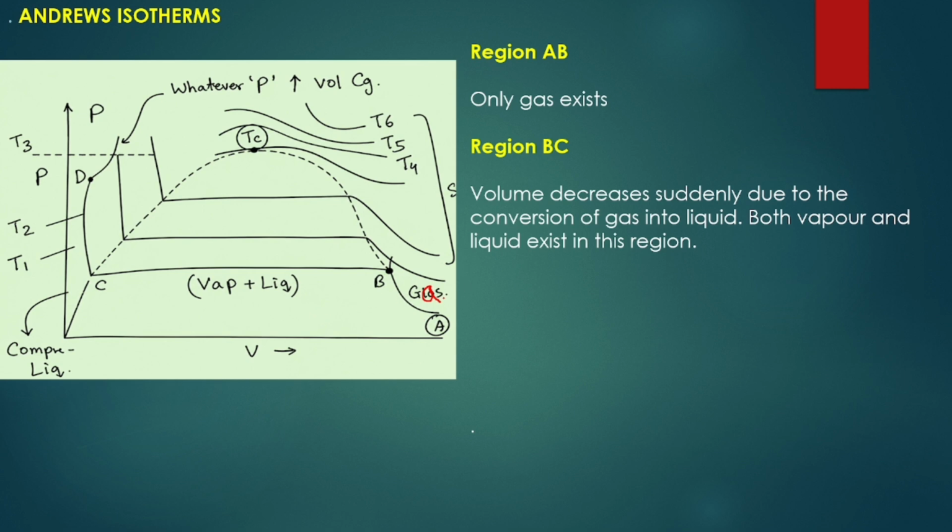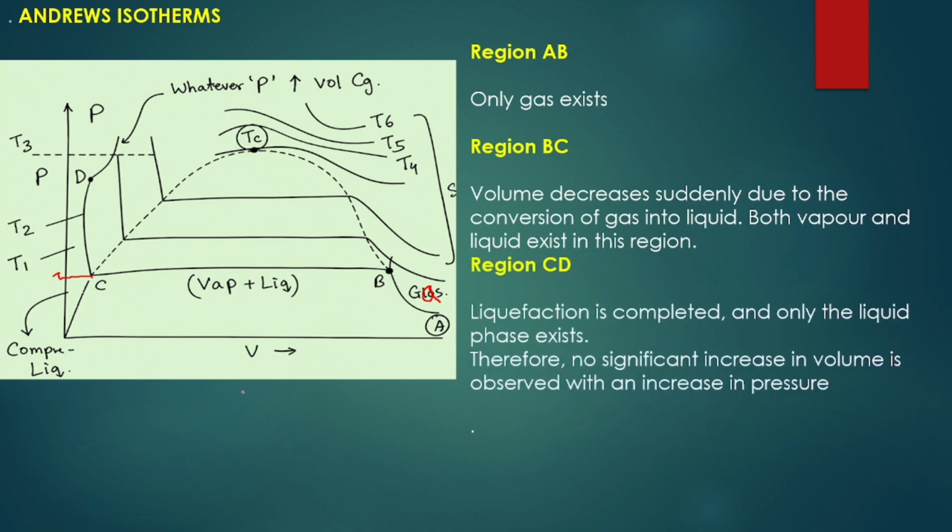Volume decreases suddenly. From B to C, volume suddenly decreases. At what temperature? At a particular, constant temperature. Because the gas is suddenly converted into liquid. Both vapor and liquid exist in this region.